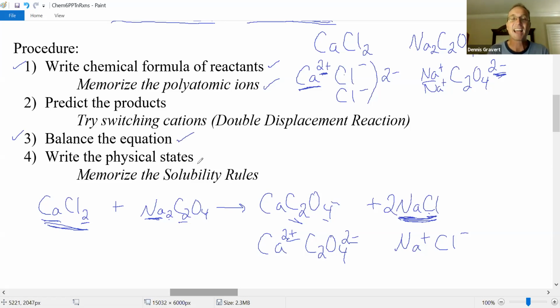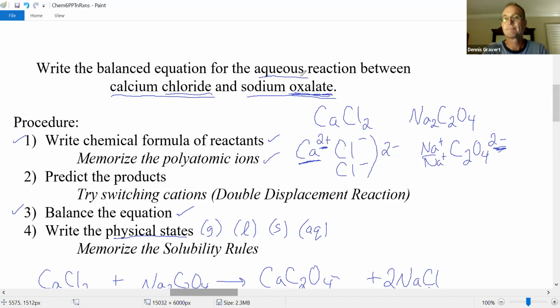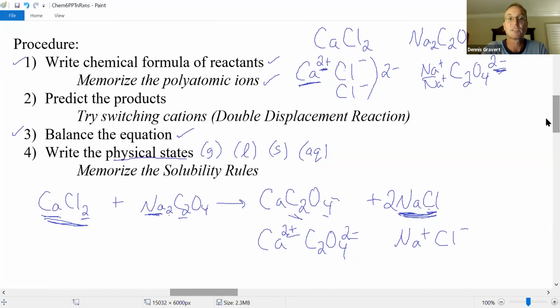Nice. Lastly, a properly balanced equation also contains physical states. So we have to predict or gather information from the problem as to what these molecules are doing. And there's four choices for physical states, right? Molecules can be in the gas phase, the liquid phase, solid phase, or they can be dissolved in water, aqueous. Well, the problem actually told us we have an aqueous reaction. So for a precipitation reaction, you could just go ahead and assume these are soluble. But to make sure, you should verify it with the solubility rules. So let's give it a look.